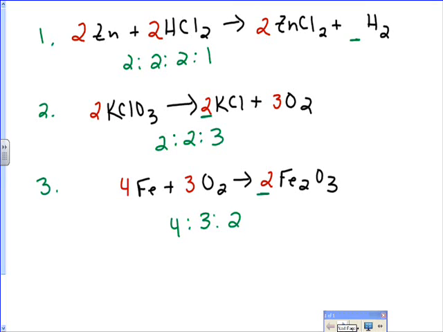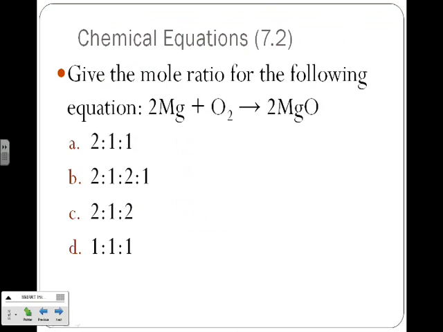Alright, now that we've completed these examples, let's do a couple of examples again, but I'd like you to do them on your own. Give the mole ratio for the following equation. I would like you to pause the video and determine which one is the correct mole ratio, and resume the video once you're ready for the answer. Alright, the correct answer to this is C. The mole ratio is 2, 1, 2.